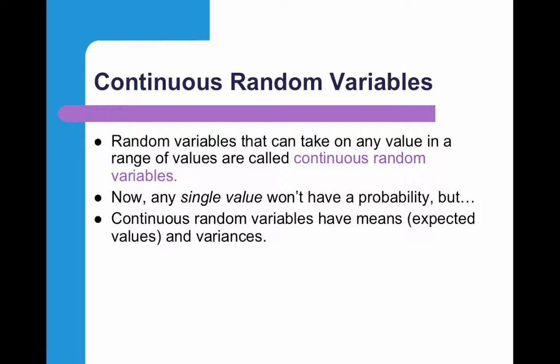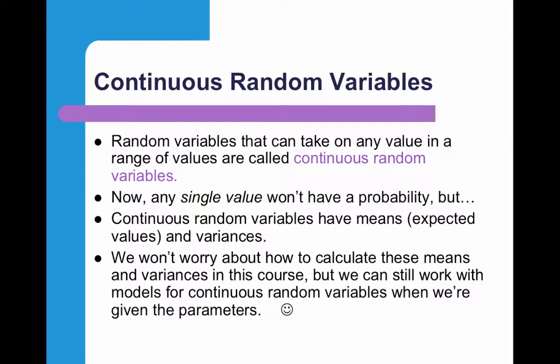By means, we mean expected values, and variances, and by variance, we mean that we can also calculate the standard deviation. We won't worry about how to calculate these means and variances in this class, but we can still work with models for continuous random variables given parameters. So we're not necessarily calculating the means or the variances, that is more advanced statistics, but we can still use them based off of the models that we currently know.